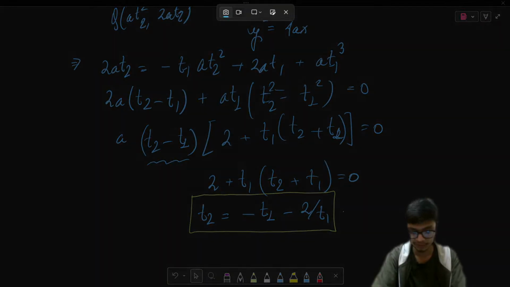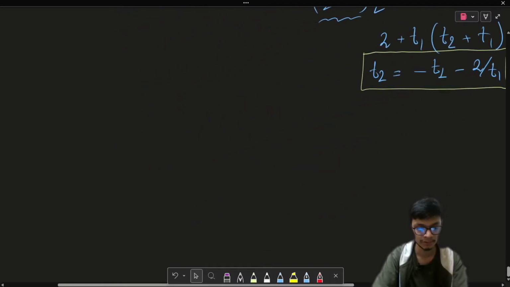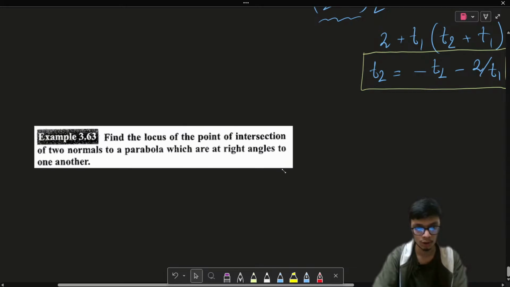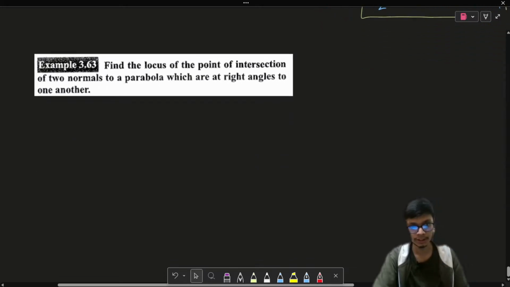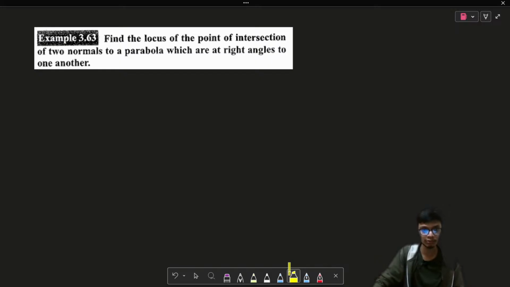and let's check what kinds of problems are generally asked in your JEE Mains examination. This is a very interesting and very repetitive problem you can see in JEE Mains, that is the question of locus with the normals to the parabola. So in this question, we have to find the equation of the locus of the point of intersection of two normals to the parabola which are at right angle to each other.